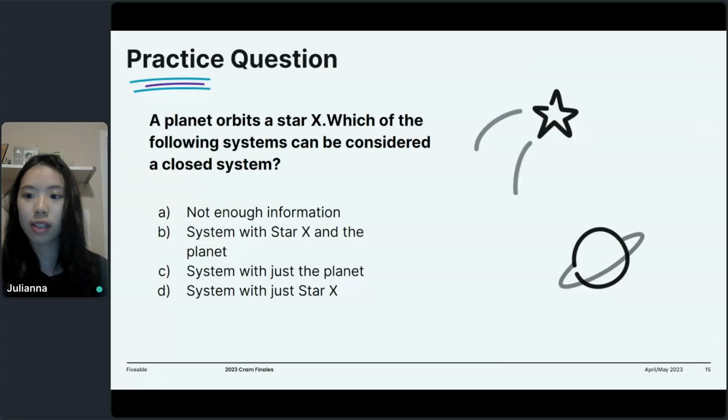Okay, so we have a practice question here that we will set up a poll for. And the question is, a planet orbits a star X. Which of the following systems can be considered a closed system? And feel free to either type your answers in the chat, or we will be setting up a poll for you.